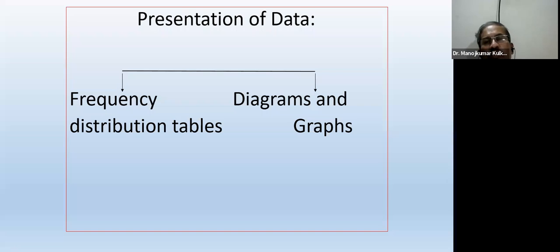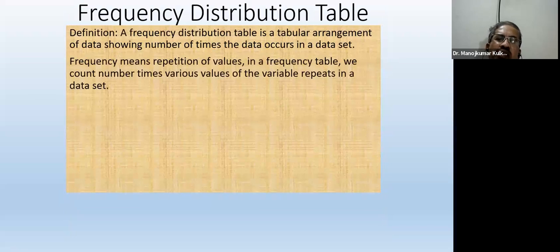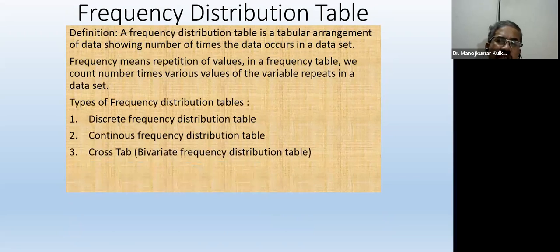When we want to make the presentation of data, we can make it with a frequency distribution table, diagrams and graphs. As the name suggests, a frequency distribution table facilitates counting. Frequency means repetition of values. In a frequency table, for each of the variables, we find how many times they occur. The frequency distribution table can be a discrete frequency table, a continuous frequency table, or crossed. So mainly we are dealing with three types of frequency distribution.